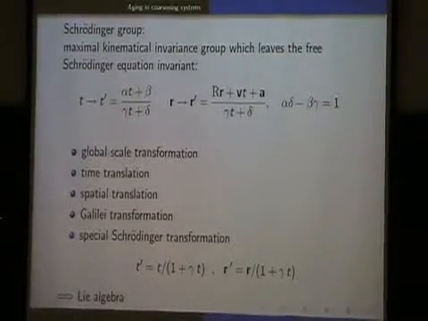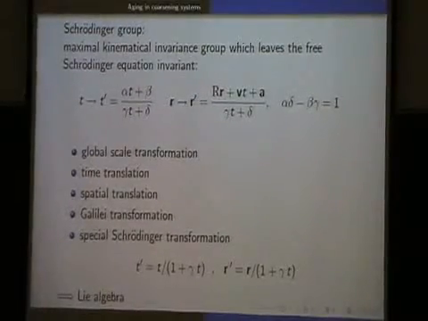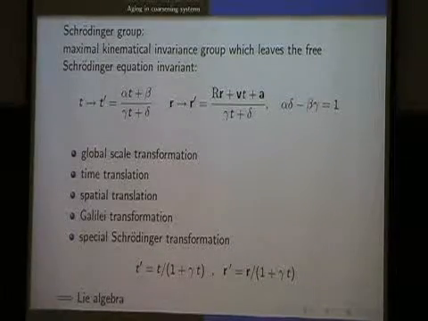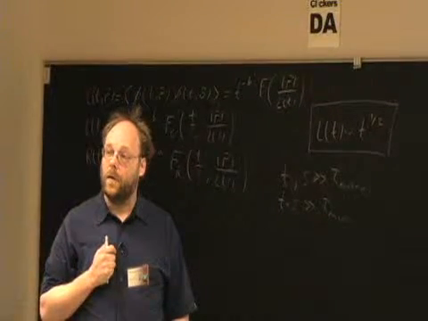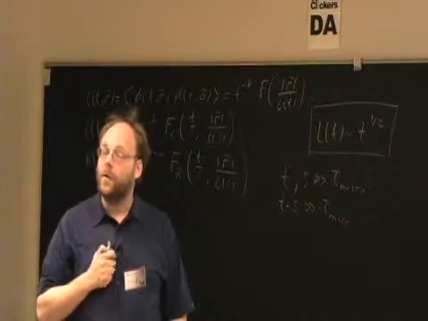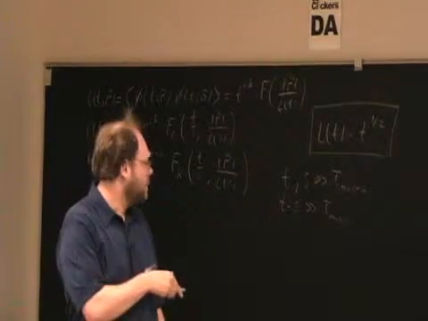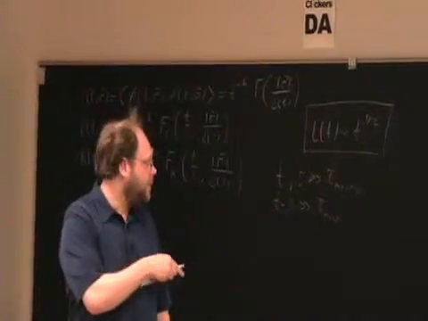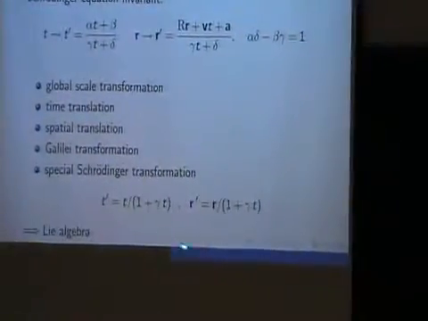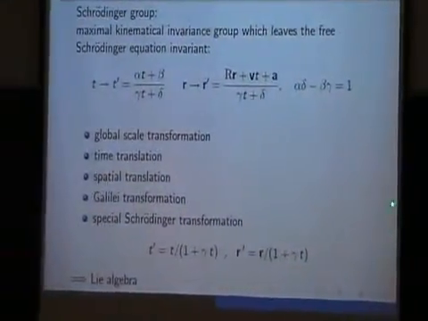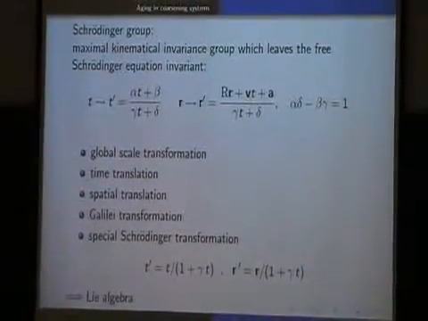All these symmetries together form a group, which transforms one solution of the Schrödinger equation into another solution of the Schrödinger equation. Conformal invariance also includes the global transformation, right? No, there's no conformal invariance. This is a special transformation, separate. The special Schrödinger transformation does not contain the global scale transformation. It's different to that.